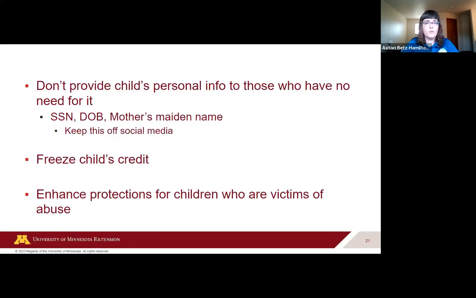So, protecting children from victimization, just some quick, easy peasy things that you can do. Don't provide a child's personal information to those who have no need for it.